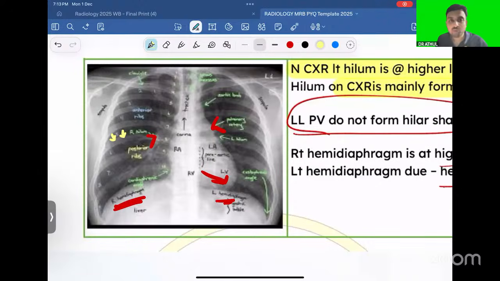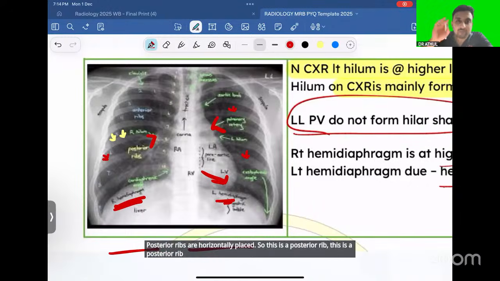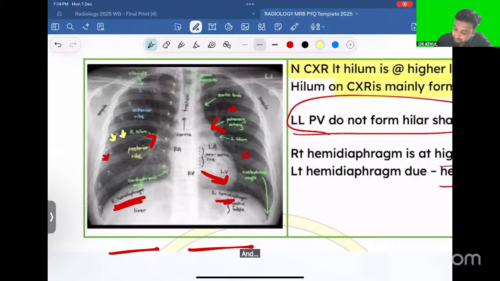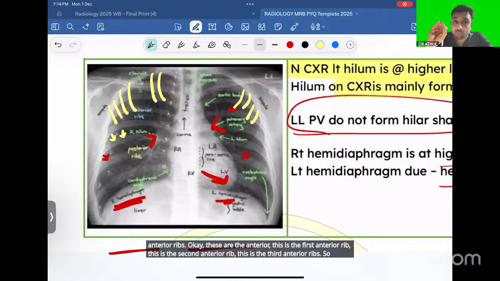Again, most of you guys are correct. It's a posterior rib. Remember, posterior ribs are horizontally placed. So this is a posterior rib, this is a posterior rib, this is a posterior rib. Posterior ribs are horizontally placed and anterior ribs are obliquely placed. So in a radiograph, these are the anterior ribs. This is the first anterior rib, this is the second anterior rib, this is the third anterior rib. So anterior ribs are obliquely placed. Posterior ribs are horizontally placed.